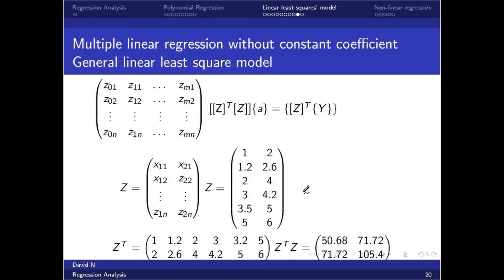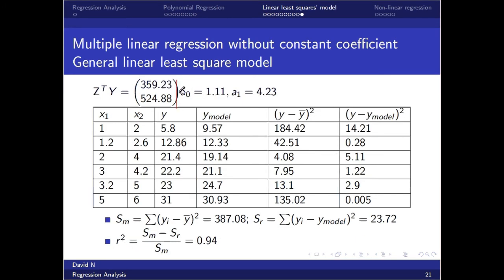Now let us arrive at the same solution using the general linear least squares model which we learned just now. Essentially, in the general linear least squares method, the Z matrix is constructed by stacking up the columns with the independent variables. Here in our case, we are considering a model without a constant coefficient, and hence we do not have in the Z matrix a column of ones, but rather we have the first independent variable and second independent variable stacked in as the first column and second column of the matrix Z, and then the transpose of the Z matrix is given here. The product of the Z transpose and Z is given by this particular matrix. Now Z transpose Y is given by this column vector.